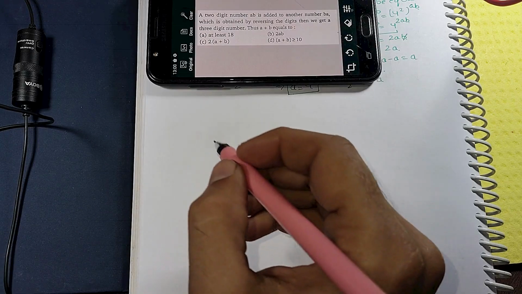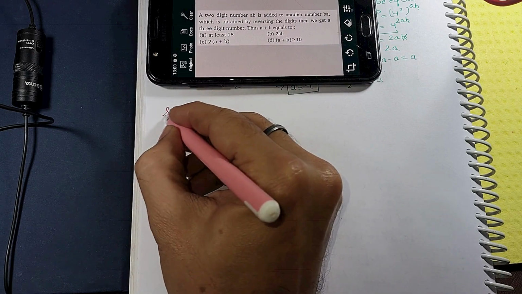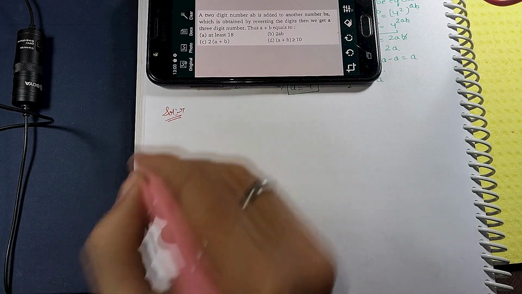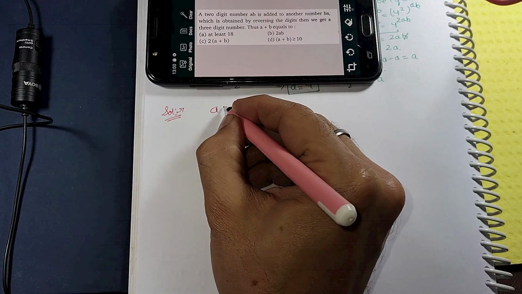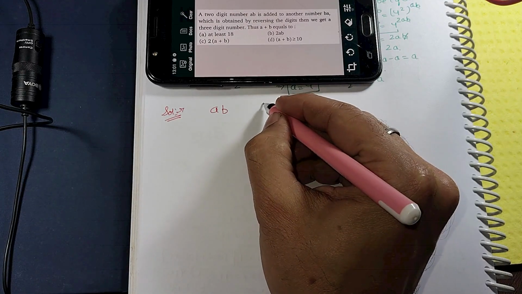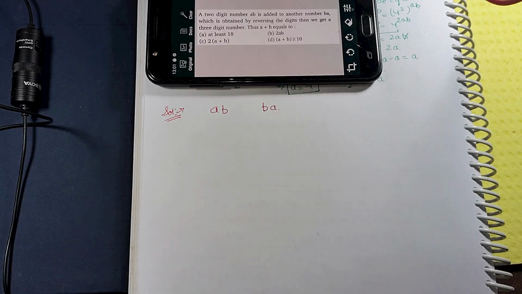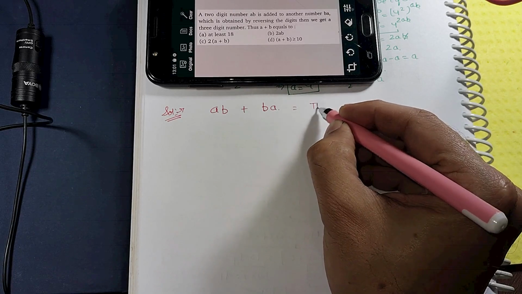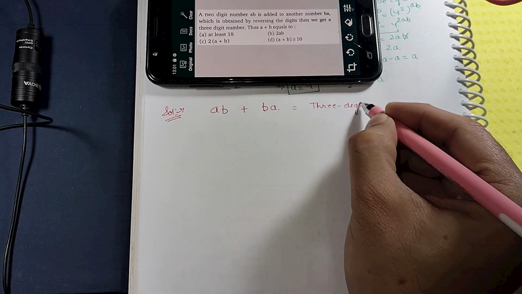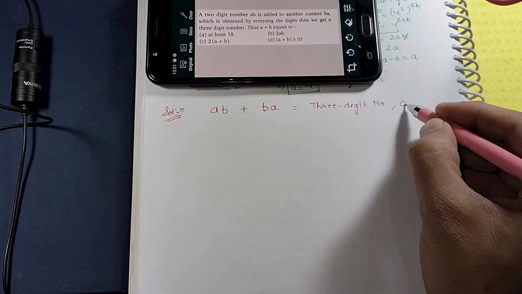A 2-digit number AB is added to another number BA, which is obtained by reversing the digits. Then we get a 3-digit number. Thus a plus b equals to what? Now there are 2-digit numbers, one is AB and the other number is obtained by reversing the digits, so this will be BA. Now when we add this, we get a 3-digit number. Now the question asks us, what is the value of a plus b?